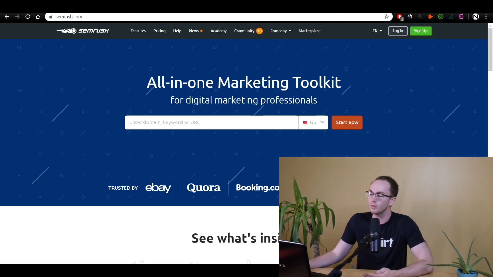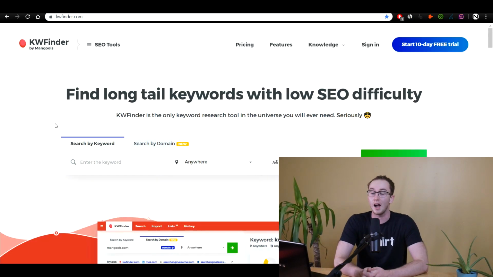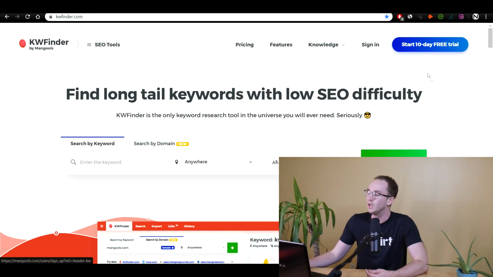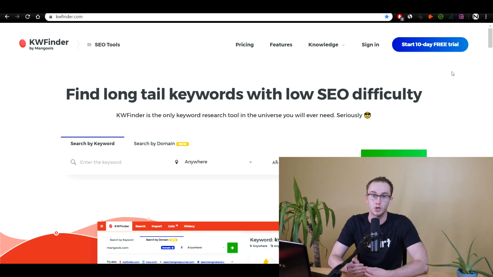Moving along to the next one, we have KWFinder. Now, honestly, this is one of my favorite tools in my toolkit right here, KWFinder by Mangools. They used to be partially free. They still do offer a free trial where you have a 10-day free trial and you have 5 searches each day, and it resets every 24 hours. They're a bit cheaper in terms of their pricing, so they are more of an affordable option if you are looking to spend some money on a tool.